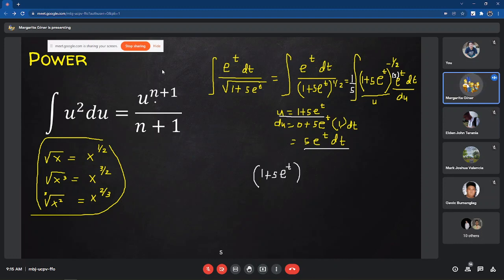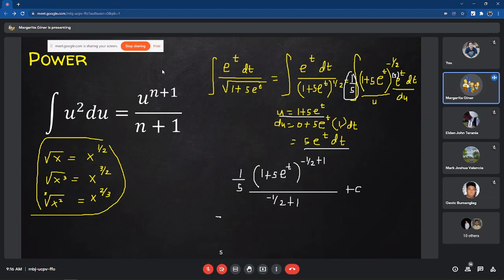And then, what is your power? Your power is negative 1/2. So, negative 1/2, you add 1, so plus 1. Divide it by negative 1/2 plus 1. But take note, don't forget, because you have a 1/5 here, you also have to multiply it by 1/5. Okay? So, this is plus C.